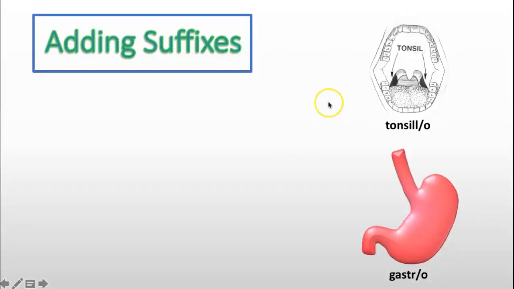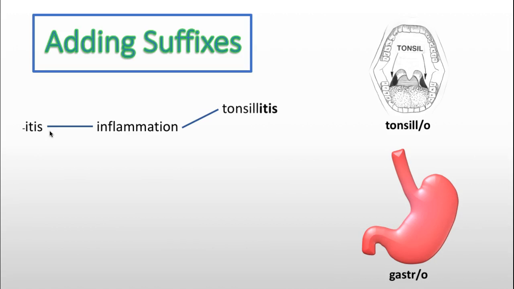So let's work on adding suffixes to roots to create medical terms. So we will look at the roots tonsil and gaster. And the first suffix is itis. Itis means inflammation. So if we add this suffix to the root tonsil, we get tonsillitis, which means inflammation of the tonsils. We can also add this suffix to the root gaster, and we get gastritis, which means inflammation of the stomach.